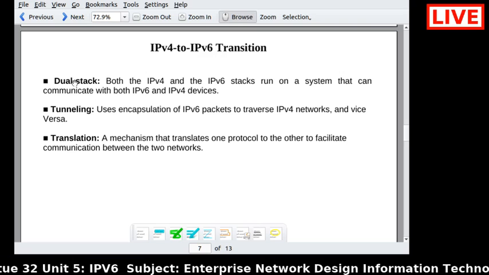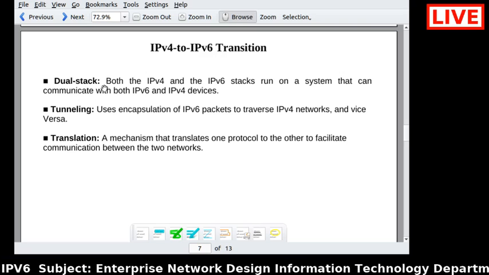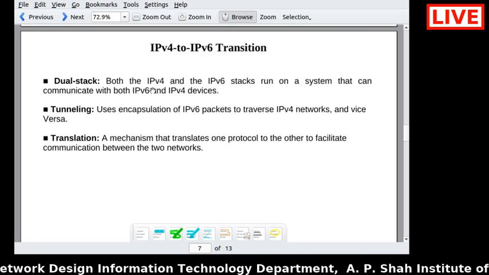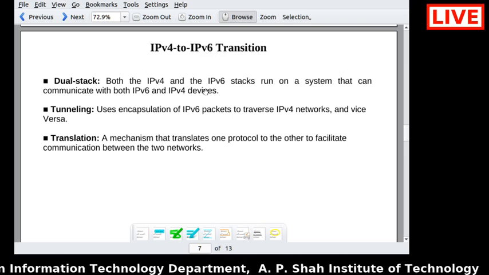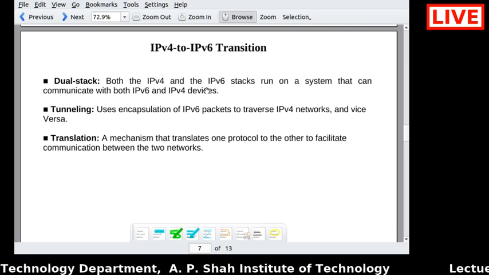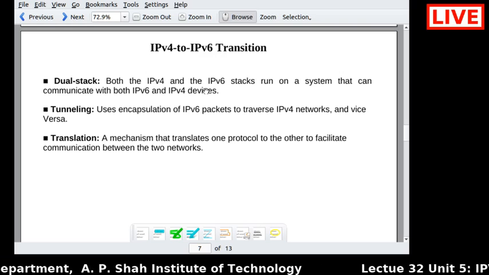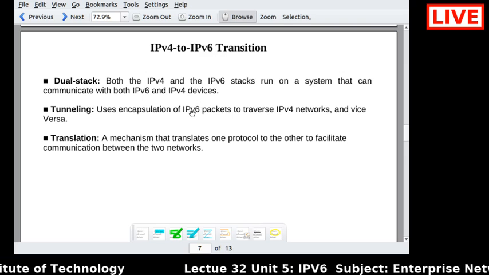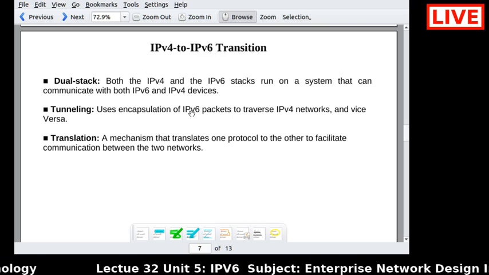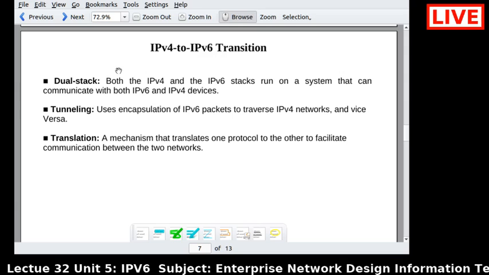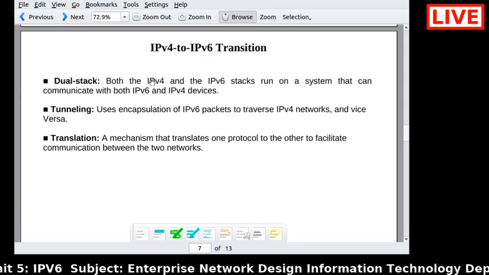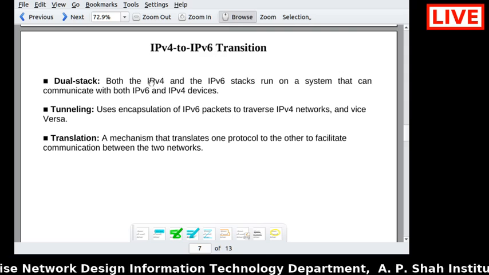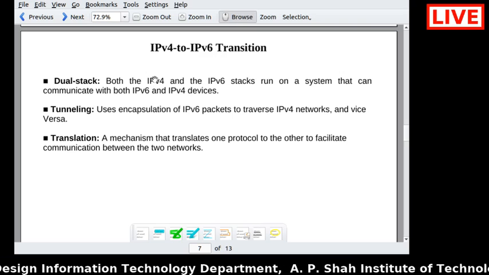First, if you see the dual stack, both IPv4 and IPv6 stacks run on a system that can communicate with both IPv6 and IPv4 devices. So you need to use components and equipment that are compatible with both IPv4 and IPv6, and they must be able to communicate with both kinds of devices. So you need to think about that.